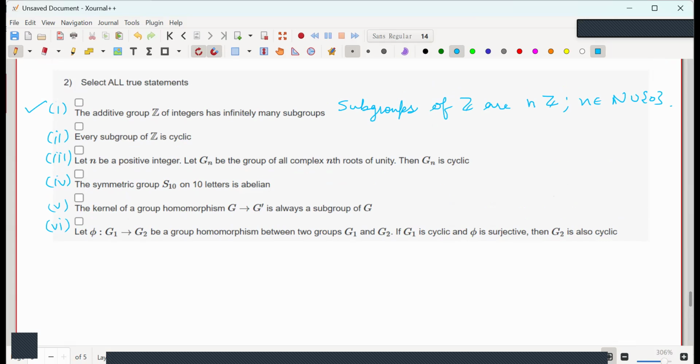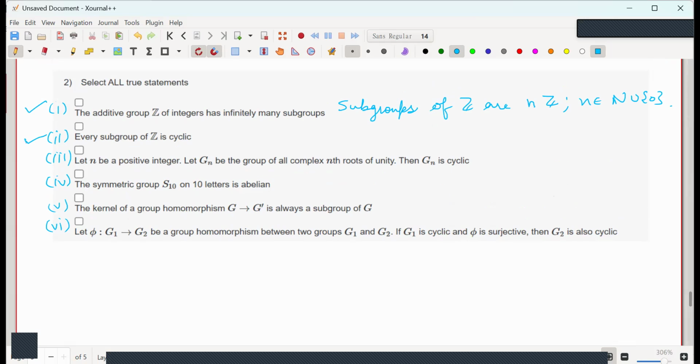Yes, Pranjana, you were saying something? No, I was just saying that this statement is true. The second one, sir. Why? Because n is the generator, and Zn is the generator. Very good.